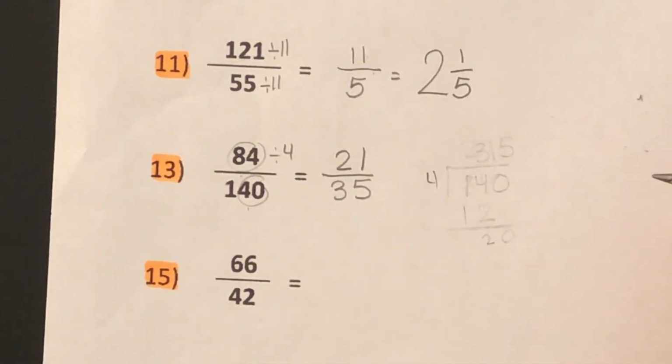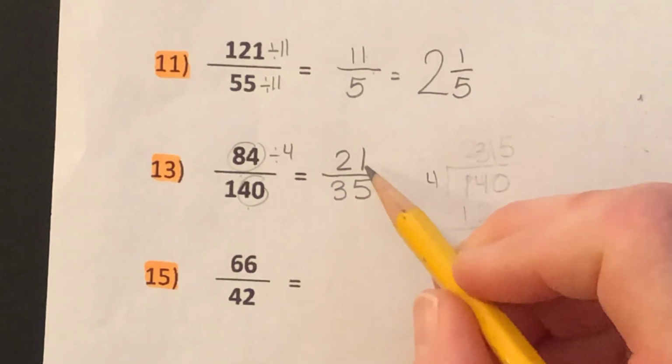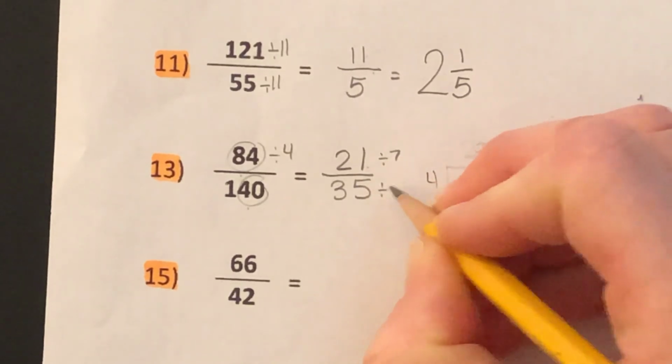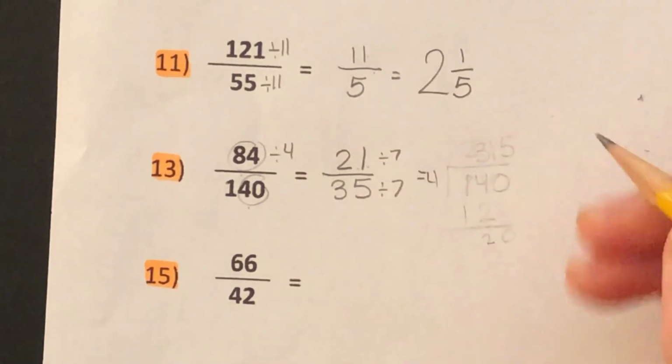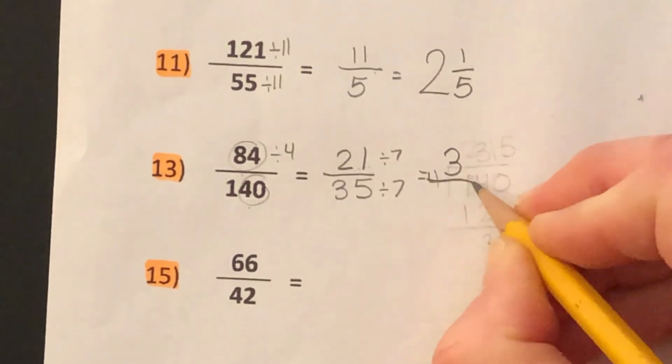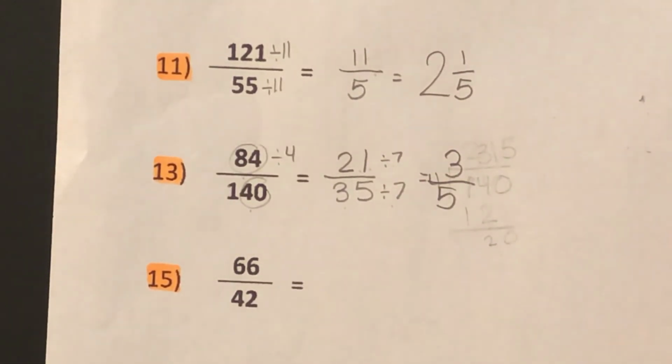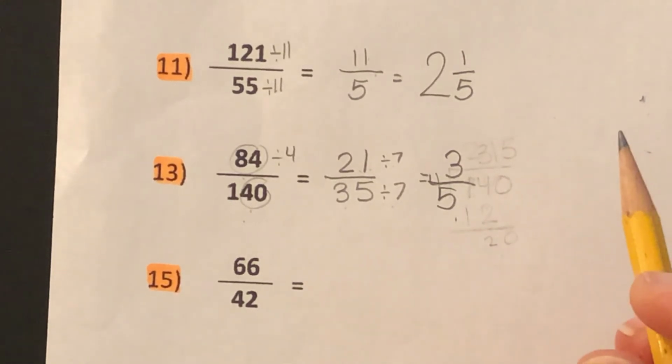But did you notice that you can reduce again? Both 21 and 35 are divisible by 7. So 21 divided by 7 is 3. 35 divided by 7 is 5. 3/5. So that is the same as that. If someone said, hey, I have 84 140ths of a pizza for you, you'd be like, huh? But if you say, I have 3/5 of a pizza for you, you'll have a better idea of what they're talking about.